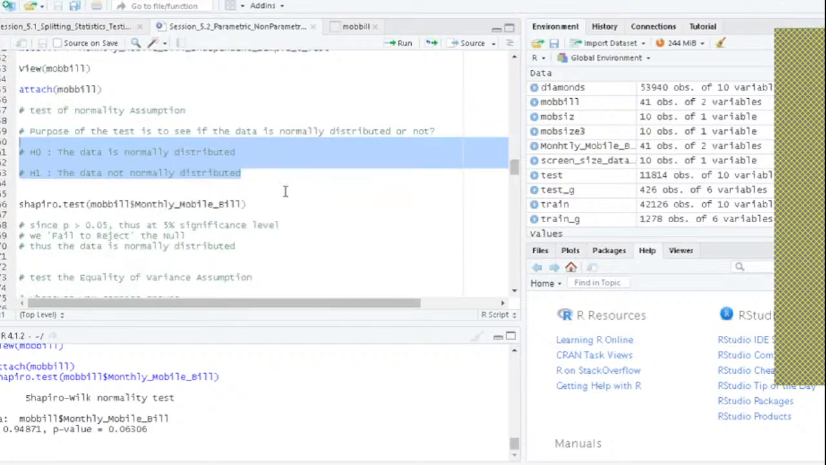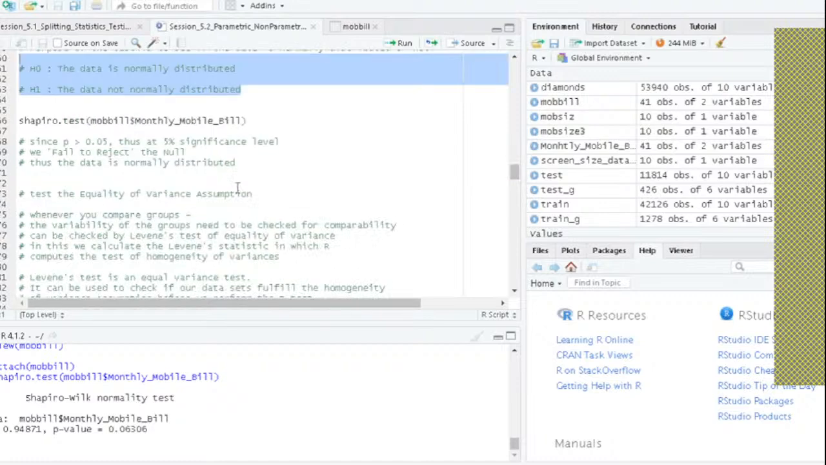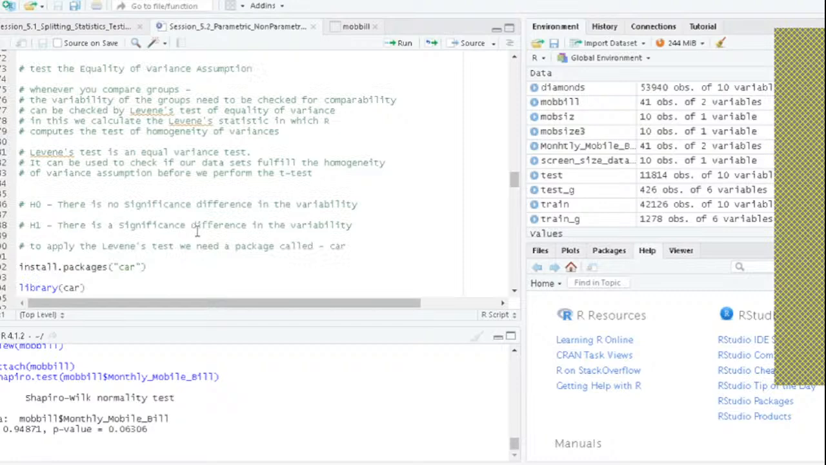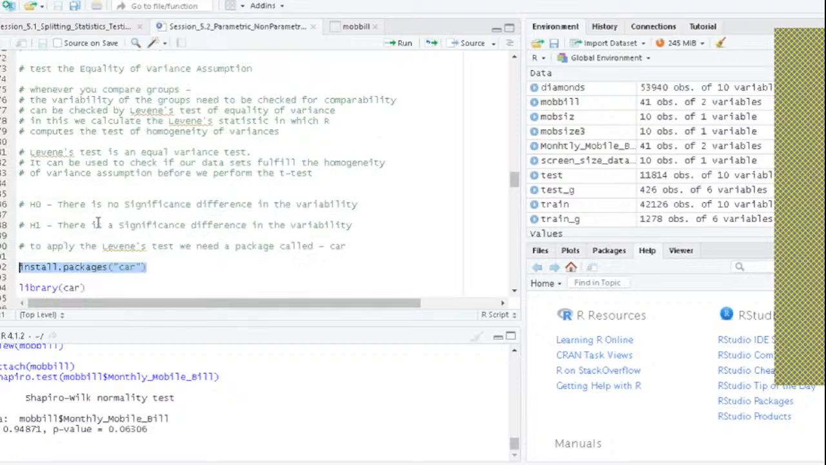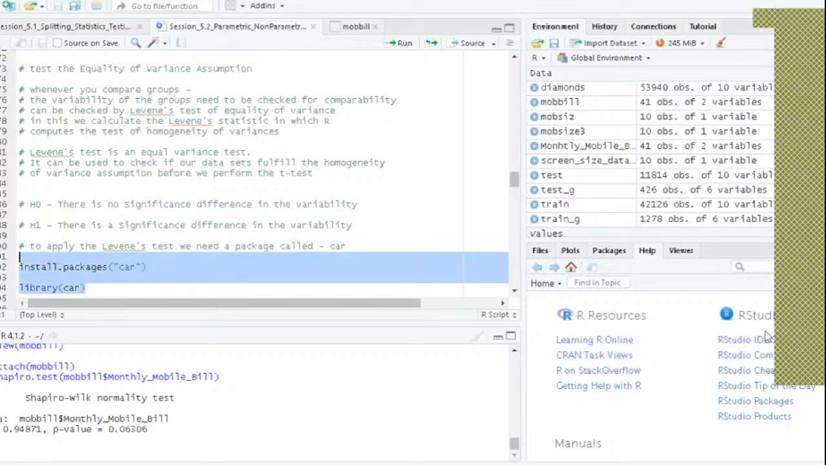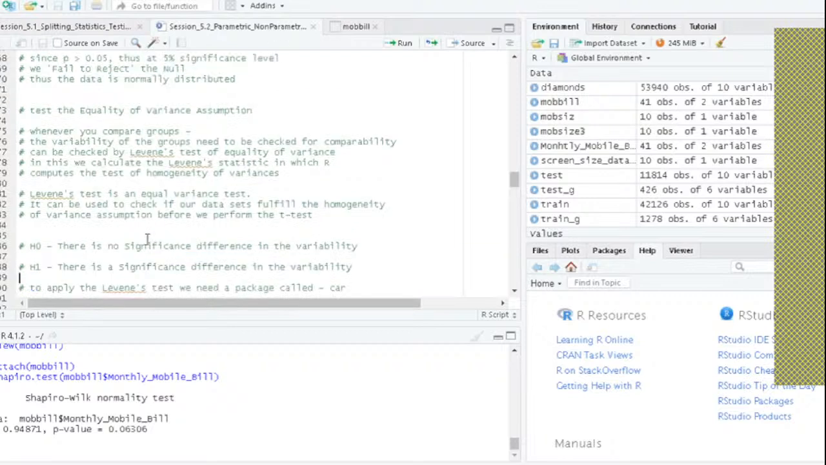Okay, now second test, we'll test the assumption of homogeneity of variance. For that you have to install this package. I want you to install this package car. Install this package car and library, run it, activate it also. I'll share the command: install.packages car and library car.